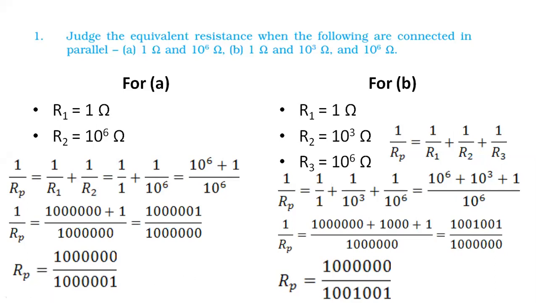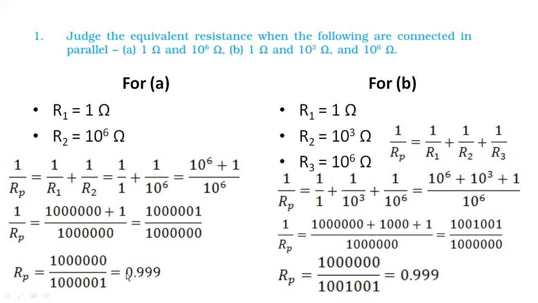You cannot take 10, so you have to take the value as 0.9999. Okay? Very simple. So that value will become 0.999, and in this calculation also it will become 0.999. Very simple. So in both the cases we have found our parallel resistance. Okay? Total parallel resistance is how much? For the first case it is 0.999, and for the second case as well it is 0.999.